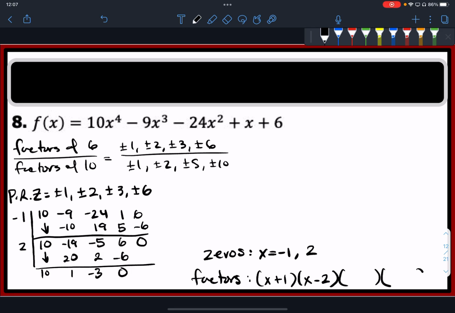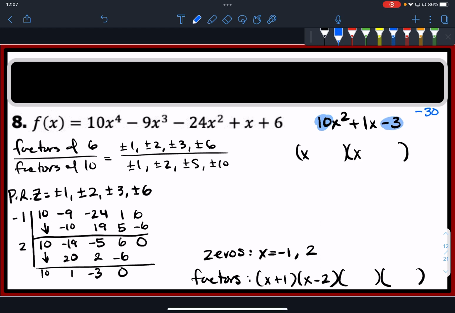We're just pending the other two that we're going to get by using this remaining factor here, which is 10x to the second power plus 1x minus 3, and factoring that and seeing what makes each of those factors equal to 0. So here we would start with x and x, multiplying 10 and negative 3, which is negative 30. So we need these factors to be opposite signs that are going to add up to a positive 1. So I need this positive number to be bigger than this negative number to keep that value positive. So that's going to be 6 and 5.